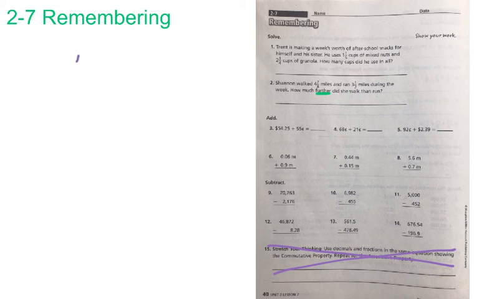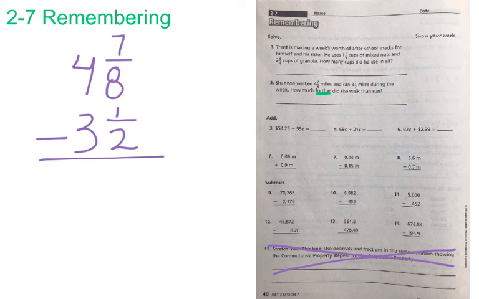And so we have 4 7/8, and from that 4 7/8, we're subtracting 3 1/2 so that we can figure out how much further it was. In order to subtract fractions, remember, we have to have a common denominator. Right now we have a denominator of 2 and a denominator of 8, and we know that 2 can go into 8 evenly. 2 times 4 is 8, so we're going to multiply top and bottom by 4 so that we can get a denominator of 8.